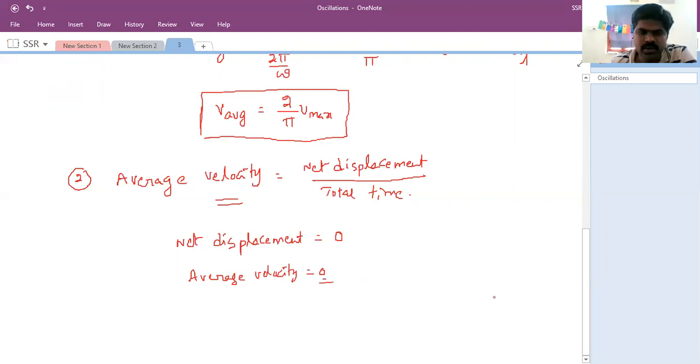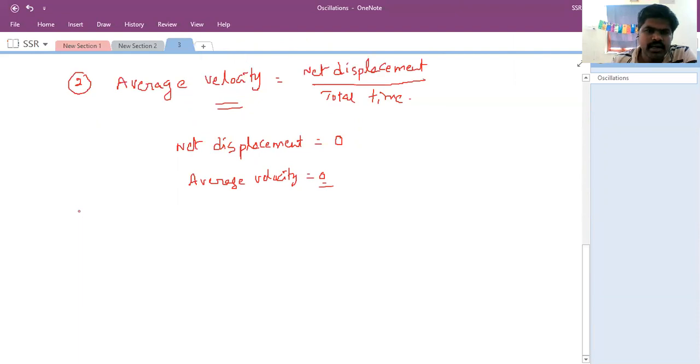So this is about average speed and average velocity of SHM. Next we'll go for applications.